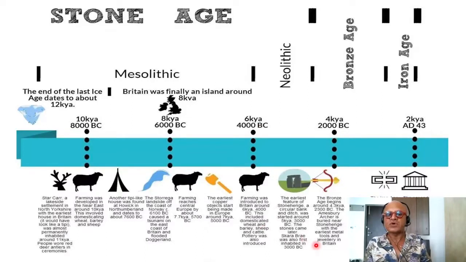The earliest feature of Stonehenge, a circular bank and ditch, was started around 5 kilo years or 3000 BC. The stones came later. Skara Brae was also first inhabited in 3000 BC. So 4 kilo years ago, the Bronze Age begins around 4.3 kilo years or 2300 BC. The Amesbury Archer is buried near Stonehenge with the earliest metal tools and jewelry in Britain. The Iron Age in Britain begins around 2.8 kilo years or 800 BC, and the second Roman invasion of Britain in AD 43 is usually used as the end of the Iron Age and prehistory in Britain.